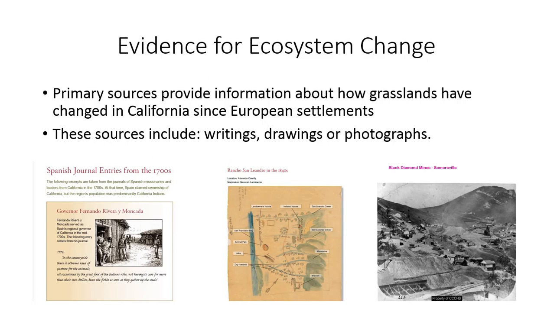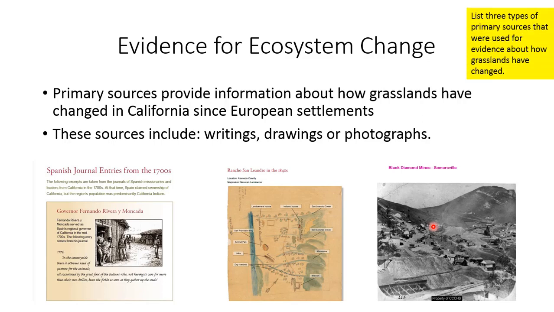And these sources can include writings. These can include writings, they can include drawings or photographs. So it could be journals, or they could be drawings of a land area and their usage done by the state or by local landowners, or they could be photographs of an area. So I think you're supposed to write down 3 of these. Yep, there's 3 types of primary sources that were used as evidence in how grasslands have changed. So write down writings, drawings, and photographs.